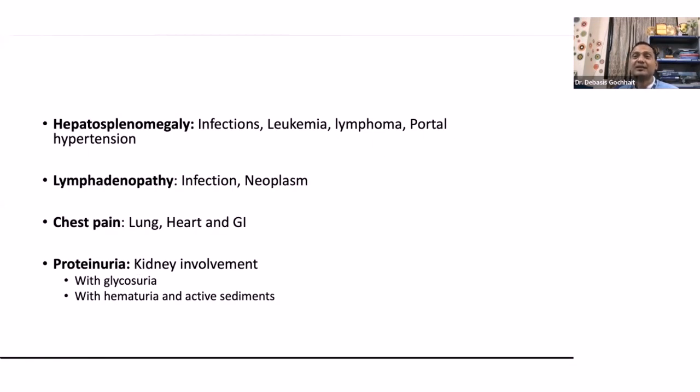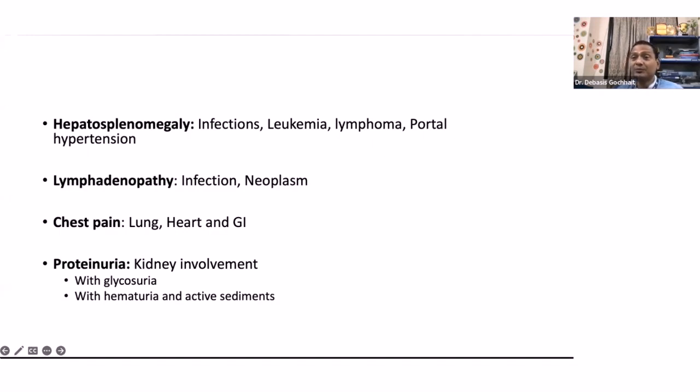It is diabetic nephropathy. Okay, glycosuria comes only in diabetic patients. So glycosuria along with proteinuria will tell you that it is likely to be a diabetic patient. Okay, then if you have only proteinuria, then it can be nephrotic syndrome. But if you have proteinuria with hematuria and active sediments, then it is likely to be a nephritic syndrome.